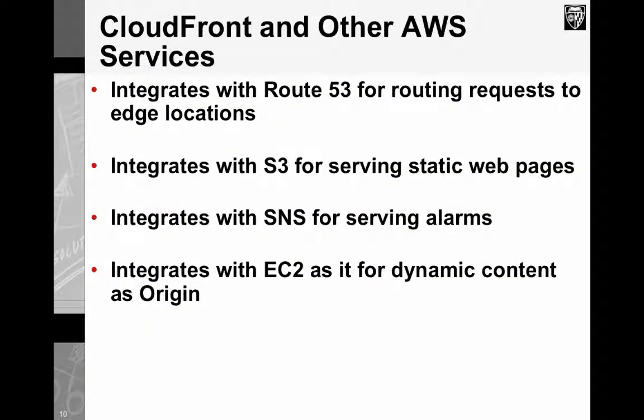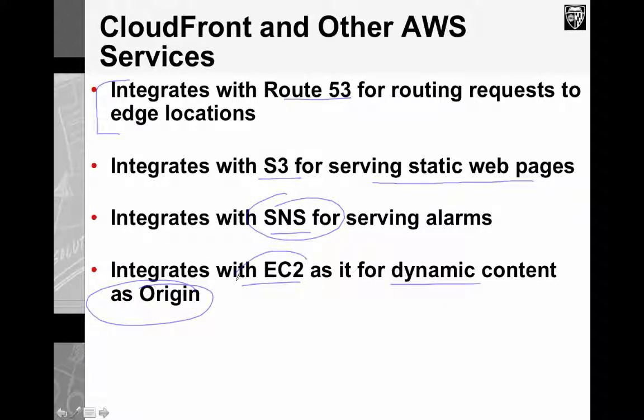So how does CloudFront integrate with other AWS services? It integrates with Route 53 for routing requests to the edge locations. We'll talk more about this when we look at the architectural capabilities of CloudFront. It integrates with S3 for serving static web pages. It integrates with SNS for serving alarms. It also integrates with EC2 if your dynamic content is going to be coming from an origin, which is really in EC2.